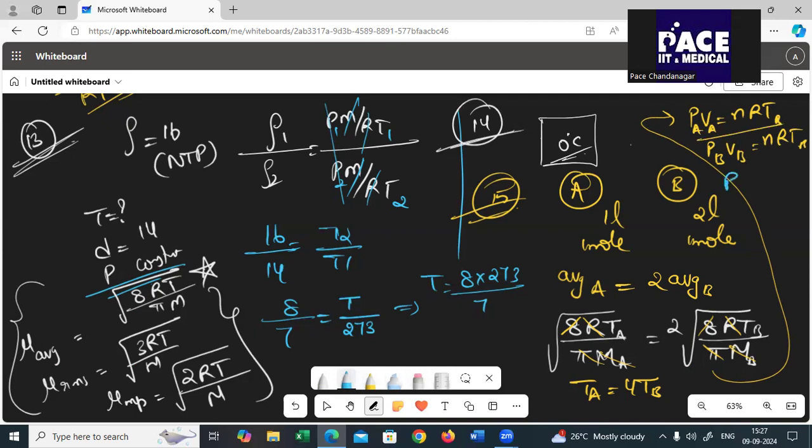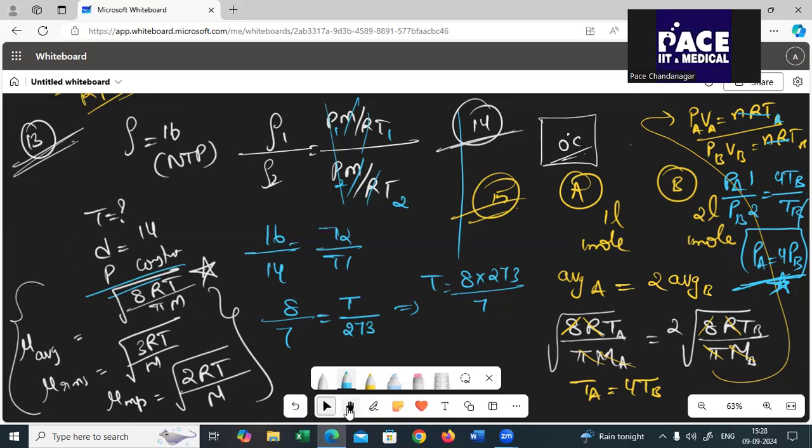I'm just substituting it. PA by PB, volume of A is 1 liter, volume of B is 2 liter, nR gets cancelled. It is TA by TB, TA is 4 times TB by TB. Now TB gets cancelled, and this 2 goes to the other side. PA is equal to 4 times PB, so the pressure in flask A would be 4 times PB, or if they ask you, the pressure in B would be 1/4 of A. So that is how you can go with. Move on with the next question.